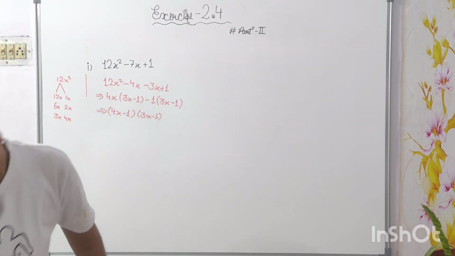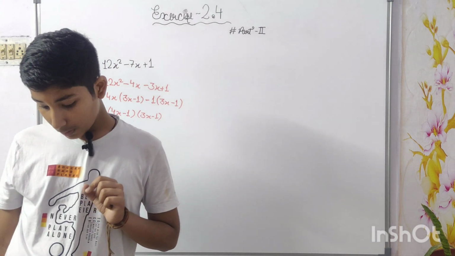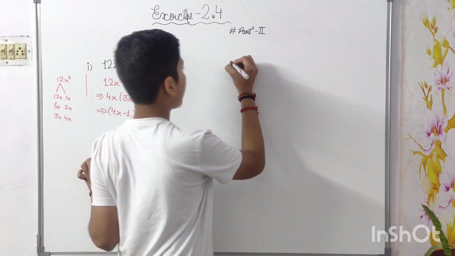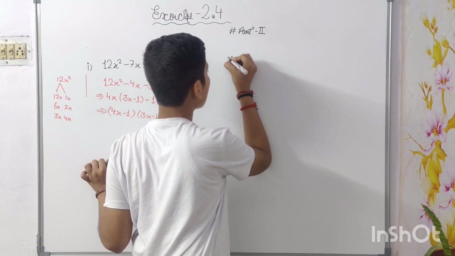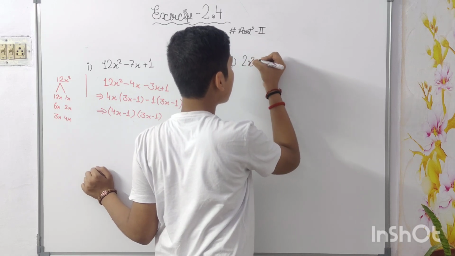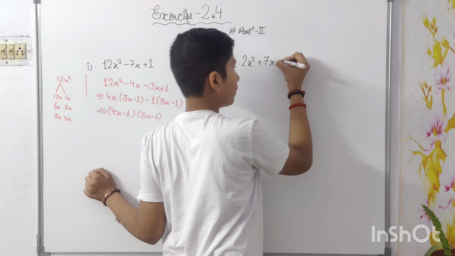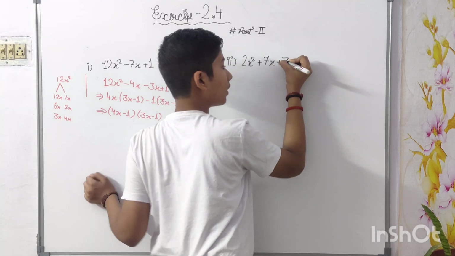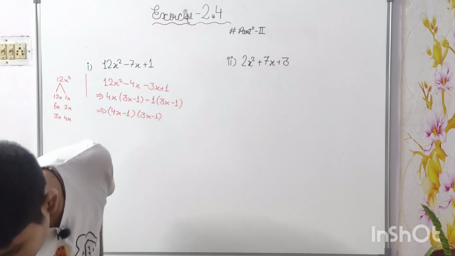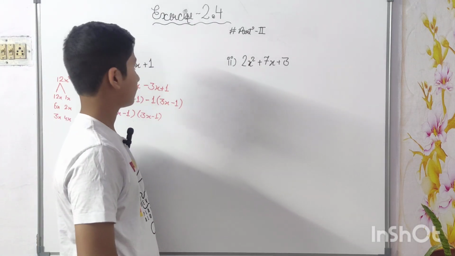Now next one, it is 2x square plus 7x plus 3. Okay, 2x square plus 7x plus 3. Again we will use middle term splitting.